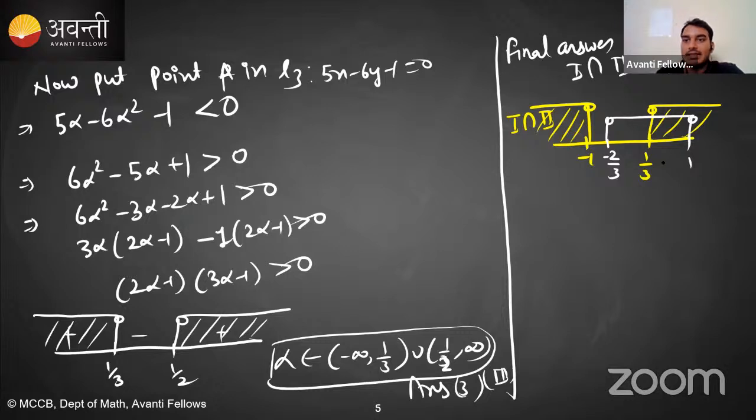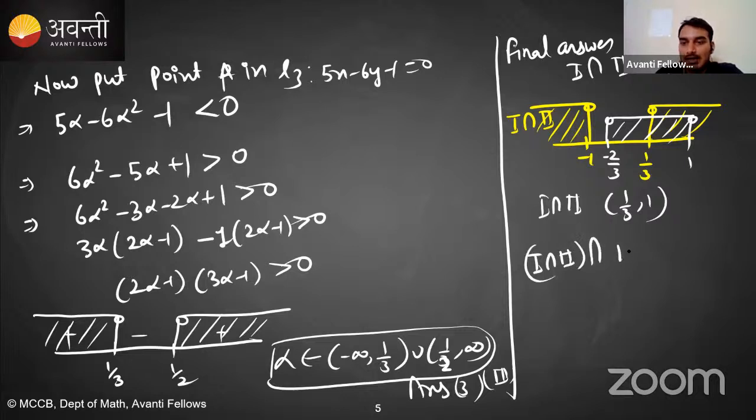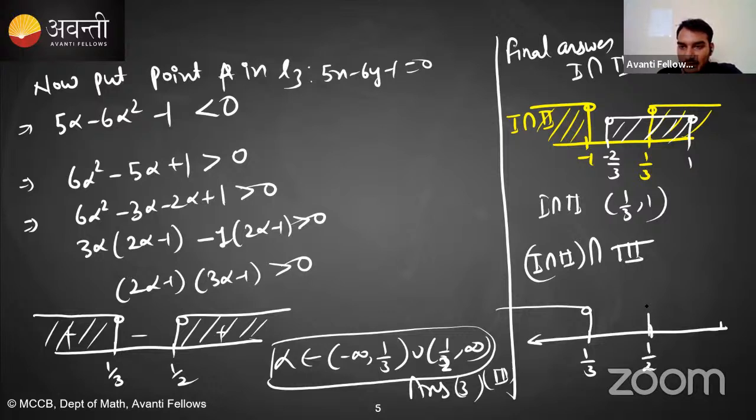Clear? So what is the common region? The intersection of 1 and 2 is 1 by 3 to 1. Clear? 1 by 3 to 1. So now we have to take the intersection of this with the third answer. The third is saying that x is from minus infinity to 1 by 3 and 1 by 2 to infinity. And the intersection of 1 and 2 is 1 by 3 to 1.